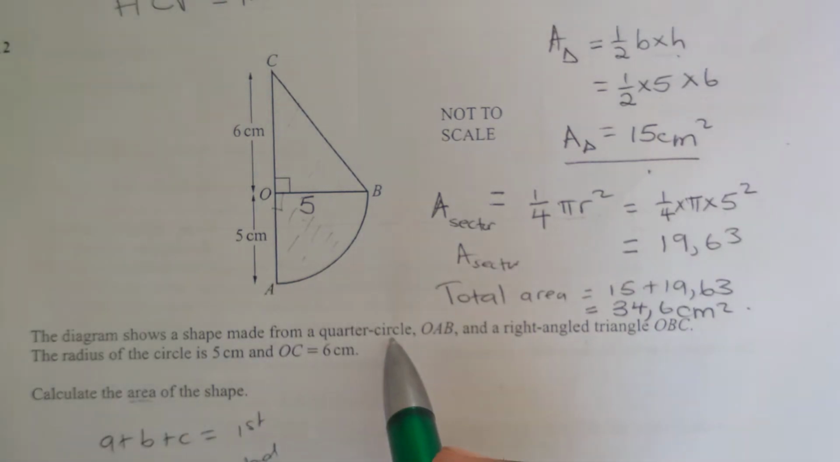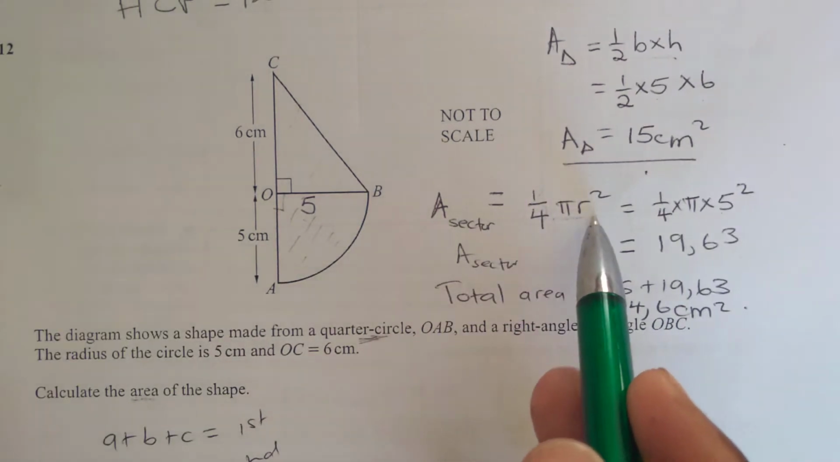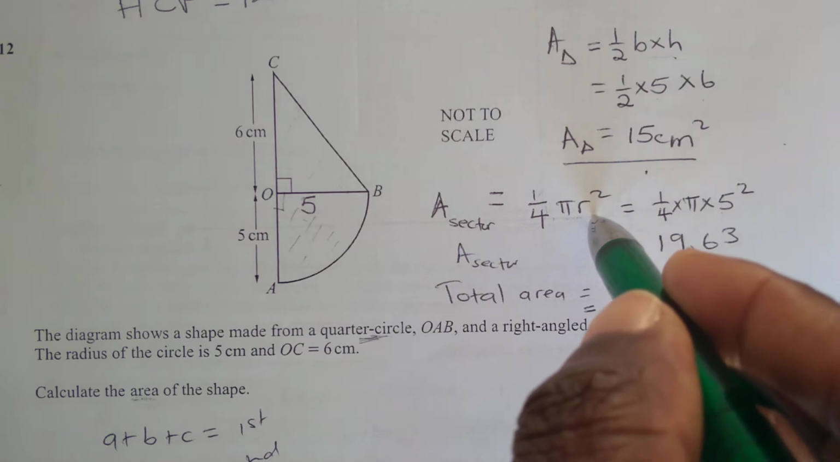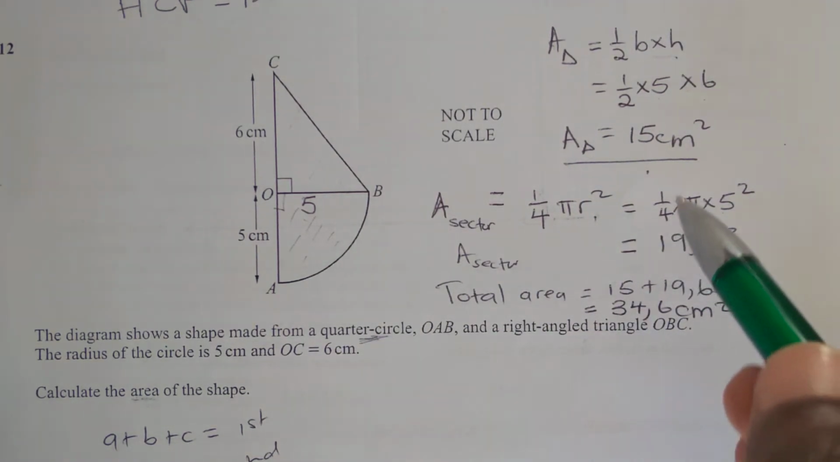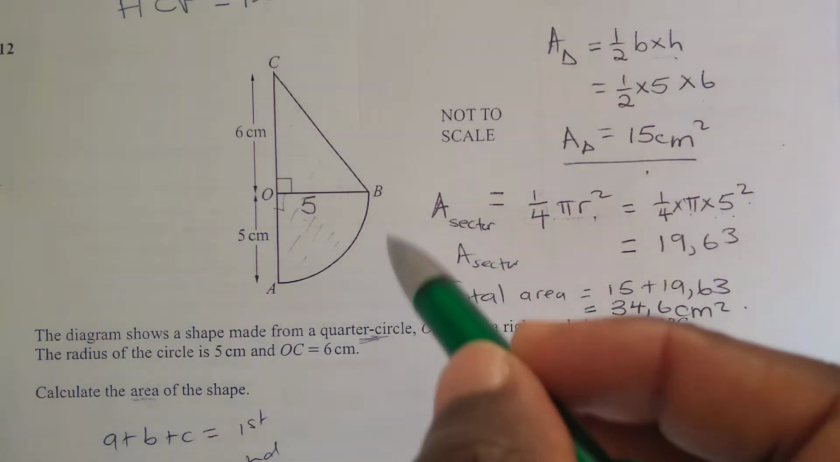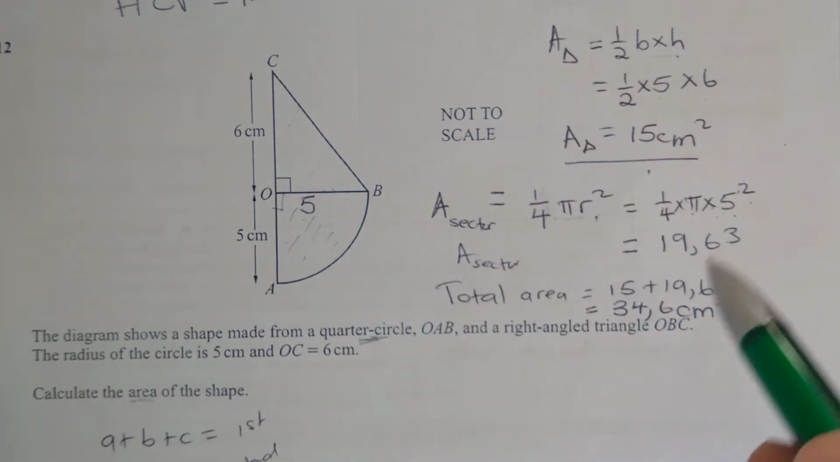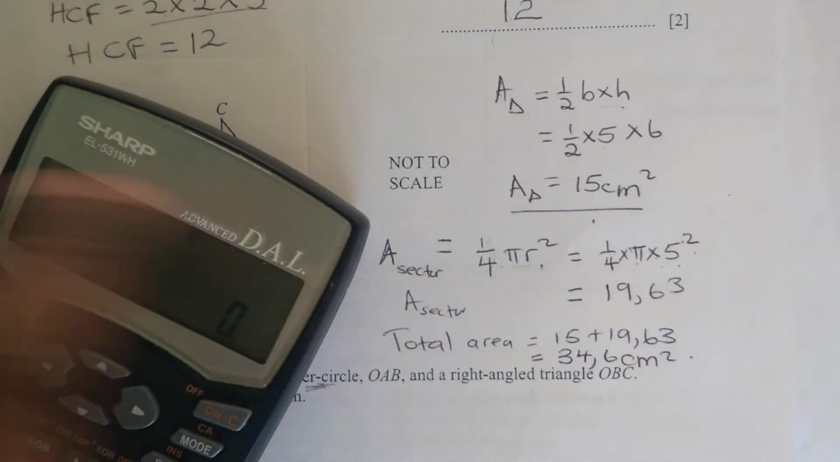A quarter of a circle is a quarter of pi r squared. Remember, the formula for area of a circle is pi r squared. So pi r squared is a quarter of pi times radius squared. Radius is 5 from this part. Radius is 5 there. I'll go ahead and punch this on my calculator.